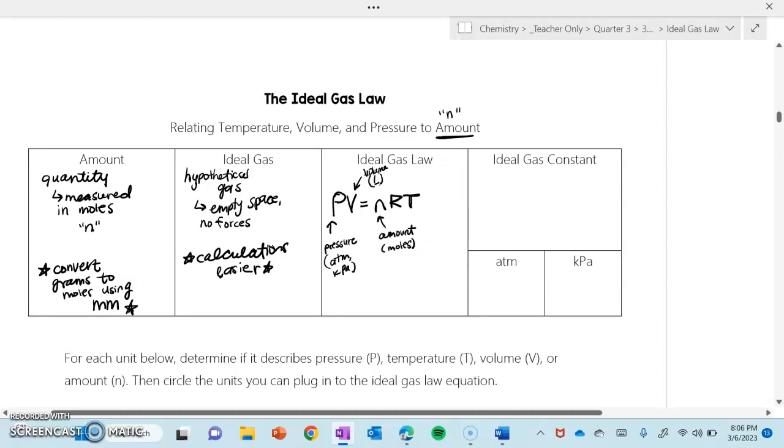Then we have, I'm going to skip R for a second, T, our temperature. Just like with all the other gas laws, you must plug in Kelvin. So really the only wiggle room you get is for pressure. You can plug in atmospheres or kilopascals, but those will affect our ideal constant, R.